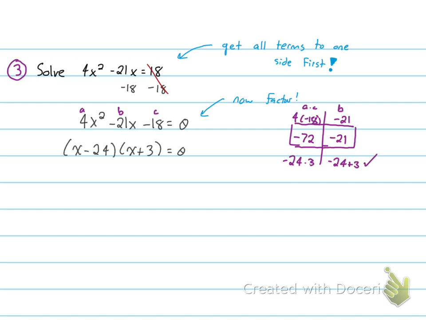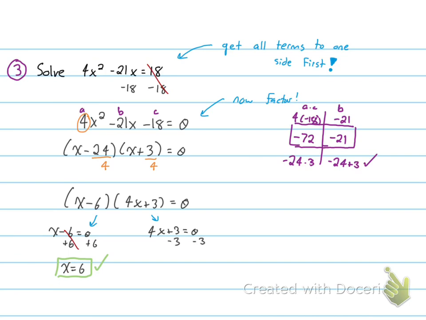So I'm going to write out my factors. Remember that when your a value is greater than 1, you need to divide by that a value, and if it divides nicely, I'll simplify it. 24 divided by 4 gives me 6. And 3 divided by 4 stays as a fraction, so I bump that 4 out in front of the x. Now I'm ready to separate out my parentheses. Solving for x on both sides, I would get x equals 6. And for the other solution, I would get x equals negative 3/4.